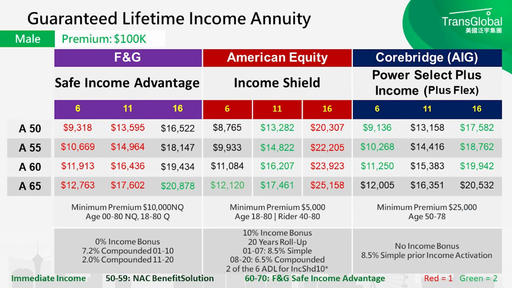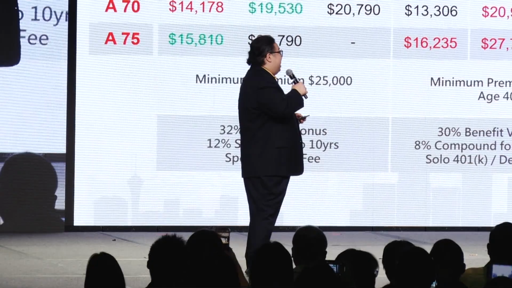The second one is, just like the boss said, American Equity, because their roll up gives up to 20 years. And number three is Corebridge AIG. So we only need to care about number one and number two. When it is 70 years old or plus, Richard, slow down. It's okay. I'll give you more time. Okay.